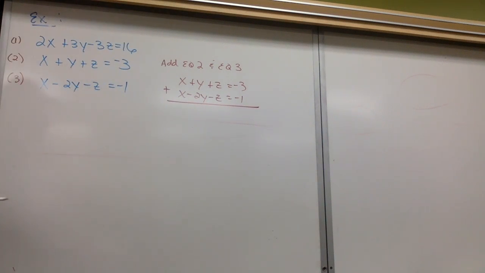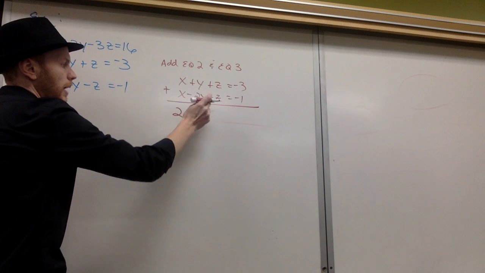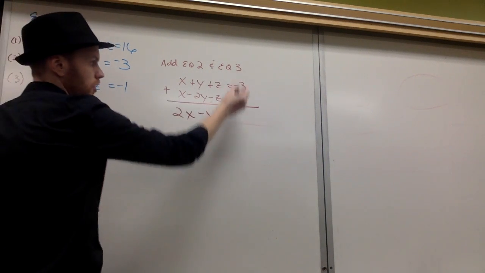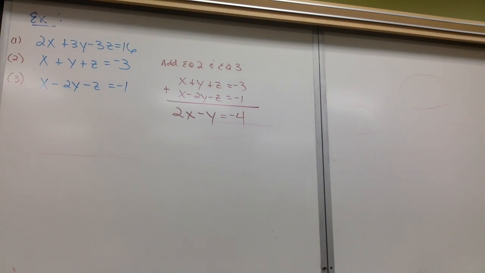Okay. All right, so these x's give me a 2x. y minus 2y is negative y. The z's are going to cancel, and then I have equals negative 4. I have one equation with two variables. Let's see if I can get another equation with two variables. So we need to eliminate z again.